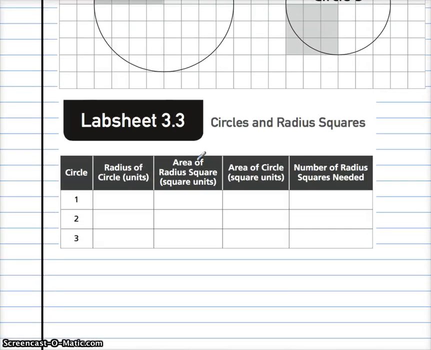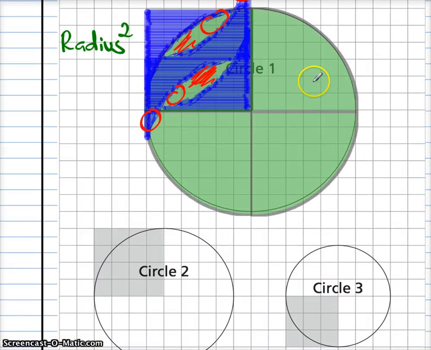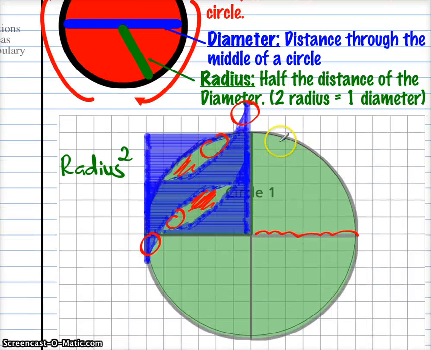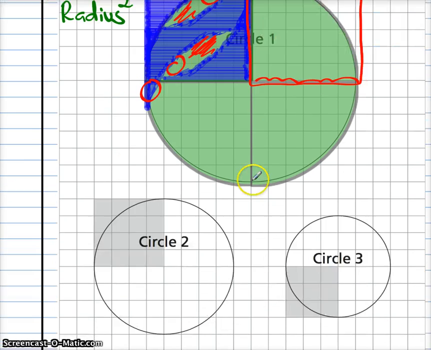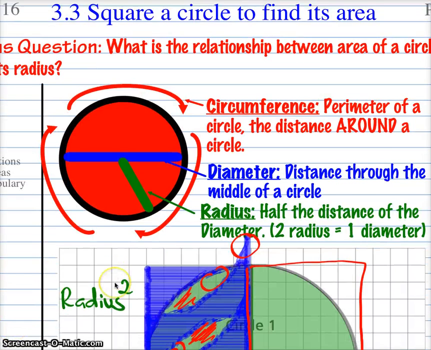So what we're going to do is the number of radius circle units will fill this all out. The radius of the circle: circle 1 has a radius of 1, 2, 3, 4, 5, 6. This one has a radius of 6. The area in square units, a 6 by 6 square, is 36 square units. That's the area of the whole square.